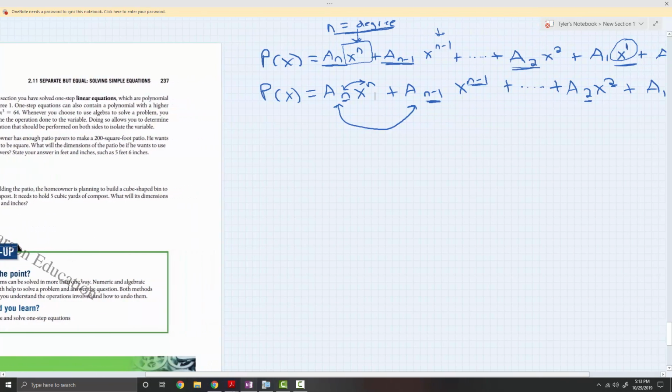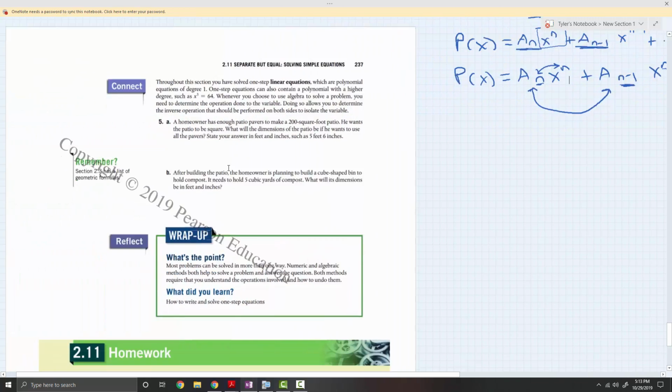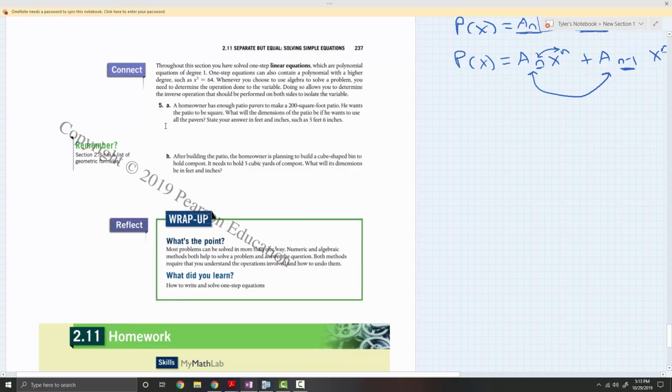So you've probably seen that notation before, maybe in high school, maybe taking an algebra class, right? So the big thing I want you to get out of that is just so you understand what a polynomial is and what we mean by that degree, right? So in these next two, the first one, I believe we're doing a degree 2 polynomial, and then for part B, we're doing a degree 3 polynomial, right? So for part A, it says a homeowner has enough patio pavers to make a 200 square foot patio. He wants the patio to be square. What will the dimensions of the patio be if he wants to use all the pavers? State your answer in feet and inches, such as 5 feet, 6 inches, right?